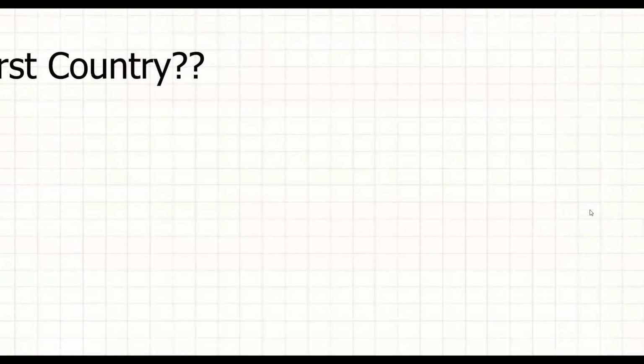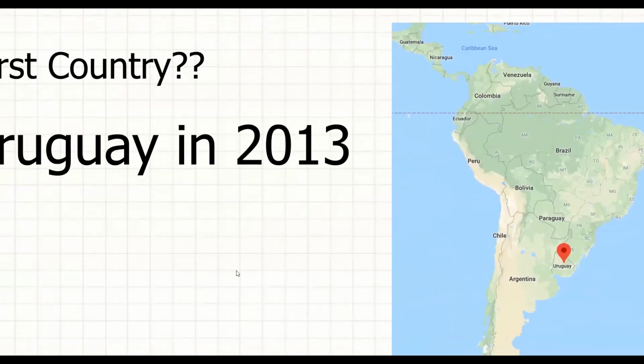Canada's the second country to legalize marijuana. The first country, I doubt that you know this, this is a Jeopardy question: Uruguay, back in 2013. I actually had to look it up on a map because I couldn't remember from my 8th grade geography where that was located.